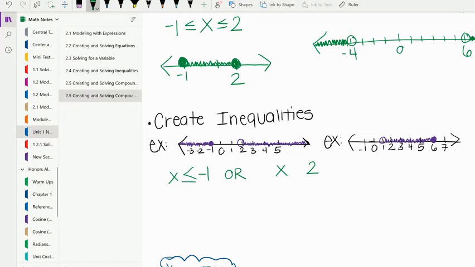Now for the next one, I'm shading everything greater than 2. So it's x is greater than 2. And that would be it because it is not an equal to. And that's the answer. Pretty simple.